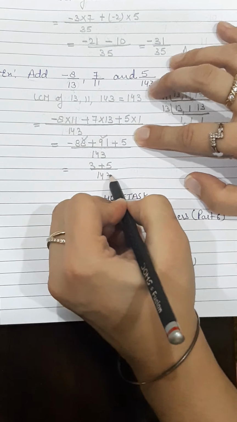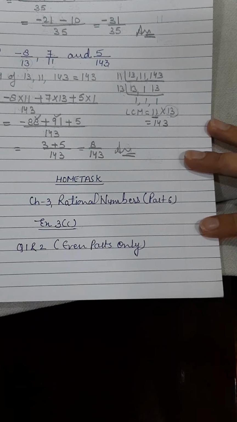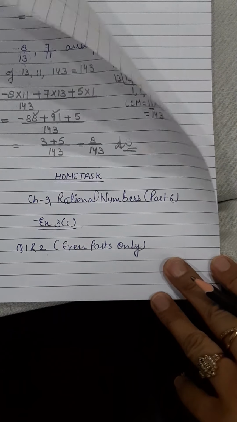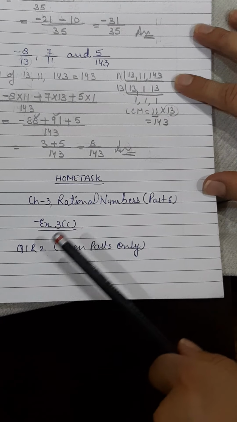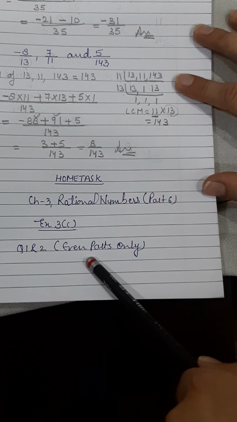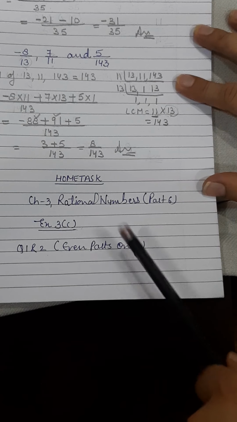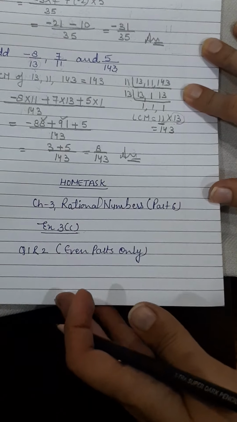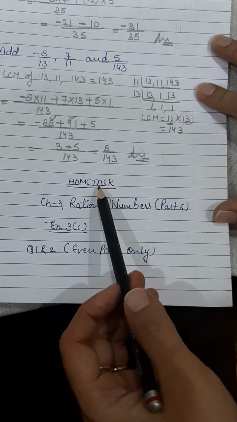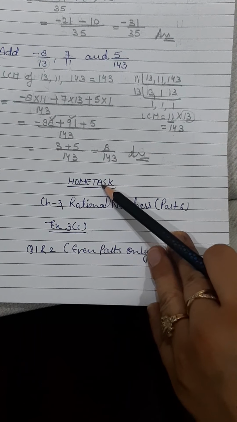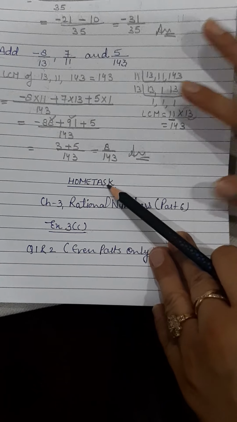Is it clear? Now I am giving you some numericals related to addition of rational numbers only from exercise 3C. Question number 1 and 2 you have to do even parts only. If you have any confusion, then you can write in comment section, and PDF of this home task is also available in description below. Clear?